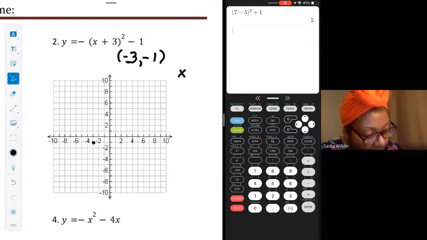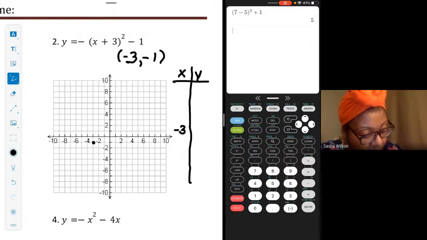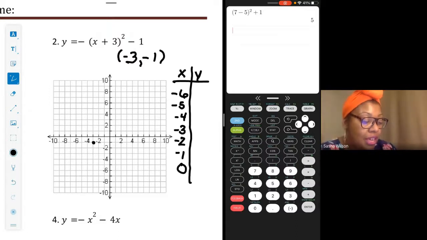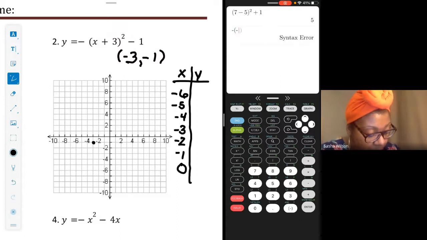And then when we go to make our table of values, we'll put negative 3 in the middle, pick some numbers that are smaller than that, and pick numbers that are bigger than that. Also note there's a negative sign in front of our parentheses, which lets us know that this particular parabola will be opening down instead of up. So when we plug in negative 6, we get negative 10.